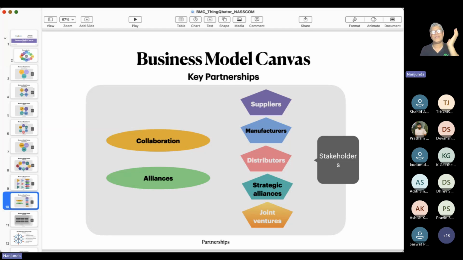One thing you must have observed in that model you saw, what did you say it was? Lean canvas. There, most times you only talk about competition. There is no collaboration.